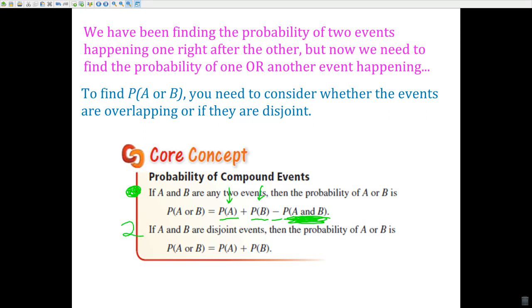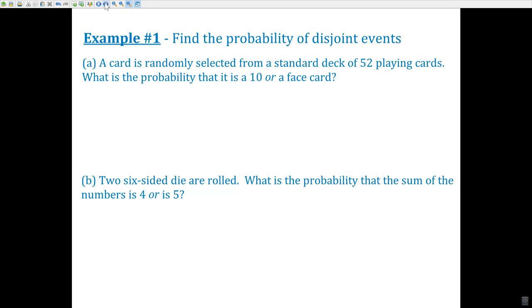Our second formula is just for when they're disjoint. That means you're just going to add the probability of A and B, and that's about it. All right. So it's obviously much easier to see some examples. So let's get down to it. Find the probability of disjoint events. So we're going to use that second one. In my opinion, it's the easier of the 2, just because you're adding the 2 probabilities up and finding your answer.